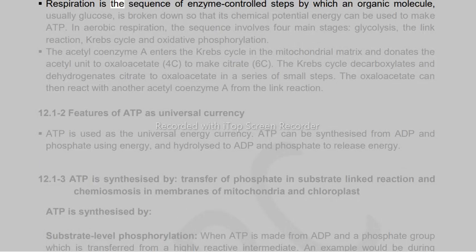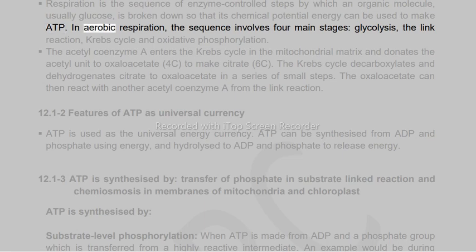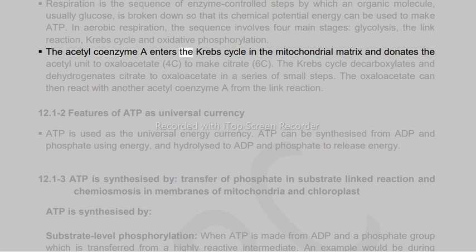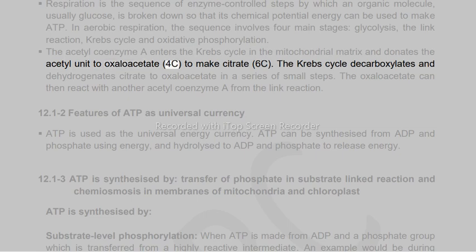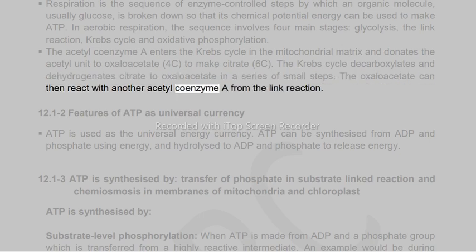Respiration consists of enzyme-controlled steps by which an organic molecule, usually glucose, is broken down so that its chemical potential energy can be used to make ATP. In aerobic respiration, the sequence involves four main stages: glycolysis, the link reaction, Krebs cycle, and oxidative phosphorylation. The acetyl coenzyme A enters the Krebs cycle in the mitochondrial matrix and donates the acetyl unit to oxaloacetate, 4C, to make citrate, 6C. The Krebs cycle decarboxylates and dehydrogenates citrate to oxaloacetate in a series of small steps. The oxaloacetate can then react with another acetyl coenzyme A from the link reaction.